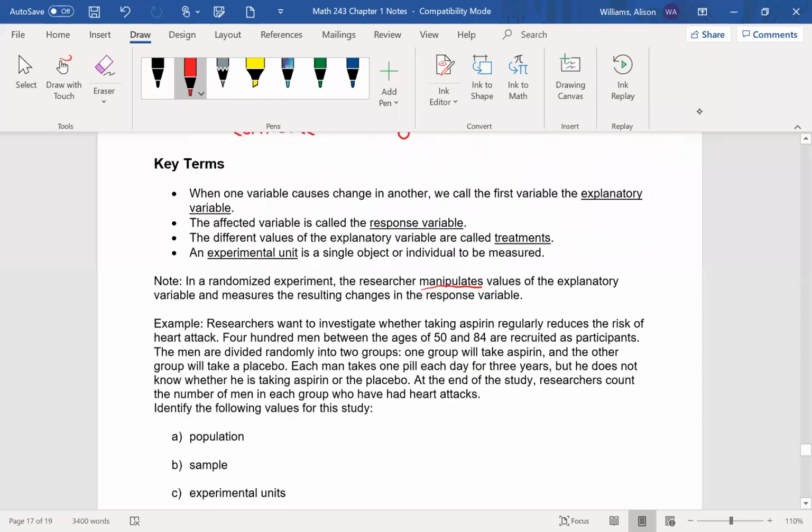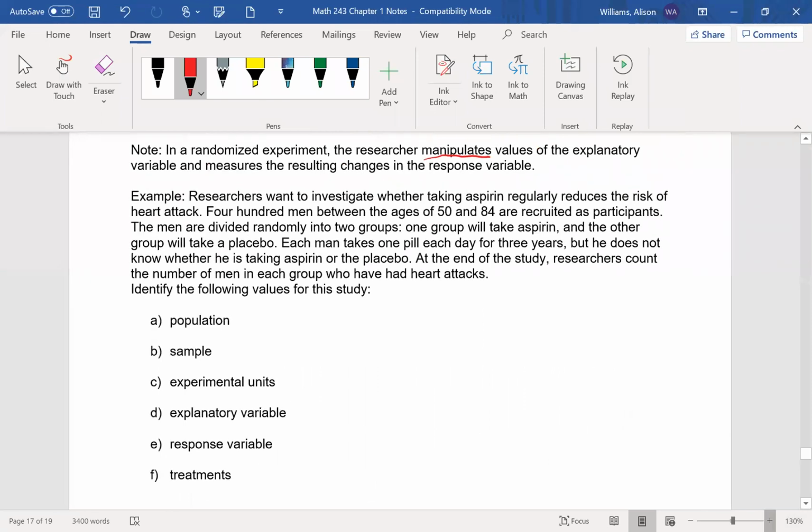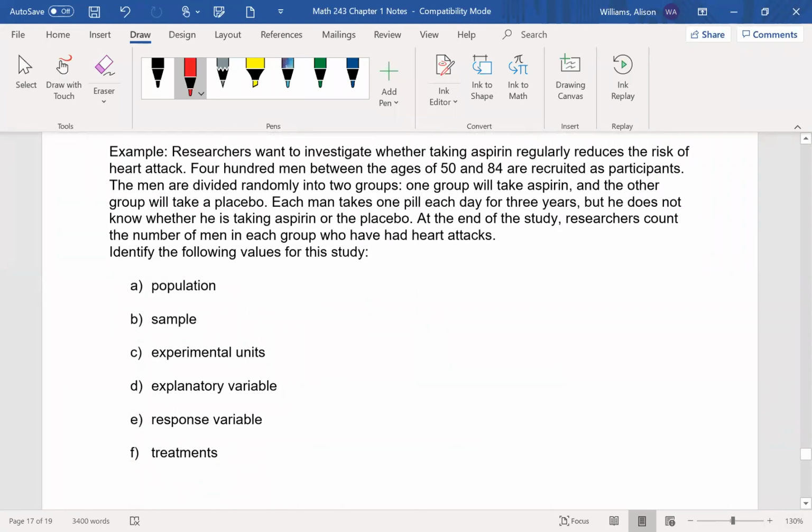Okay, so let's look at this terminology in an example. I'm going to zoom in just a smidge here so that my writing is a little cleaner. Researchers want to investigate whether taking aspirin regularly reduces the risk of a heart attack. 400 men between the ages of 50 and 84 are recruited as participants. The men are divided randomly into two groups. One group will take aspirin and the other group will take a placebo. Each man will take one pill each day for 3 years. That's a long time. But he does not know whether he's taking aspirin or the placebo. At the end of the study, the researchers count the number of men in each group who have had heart attacks.